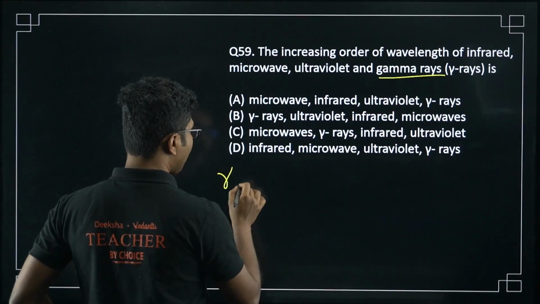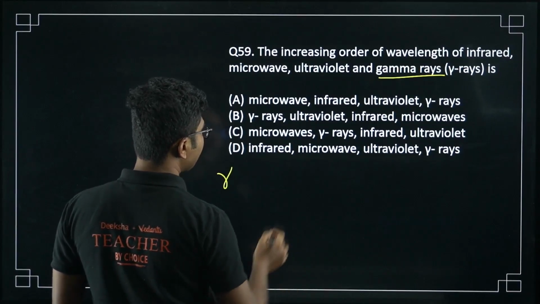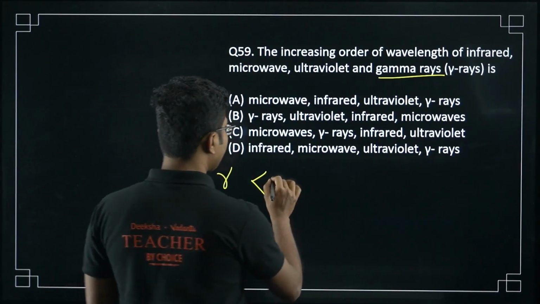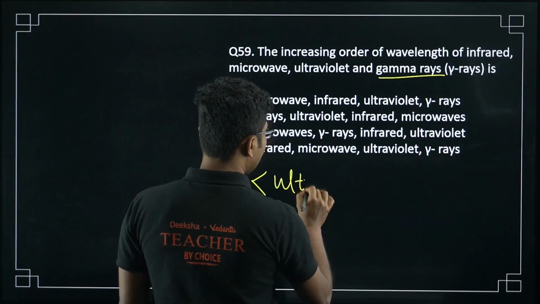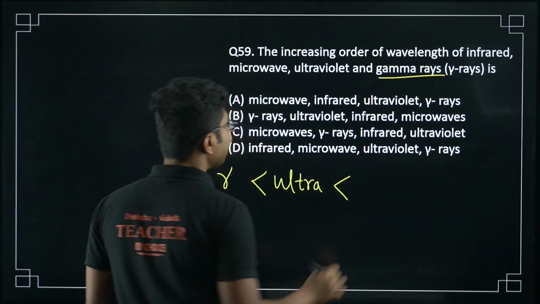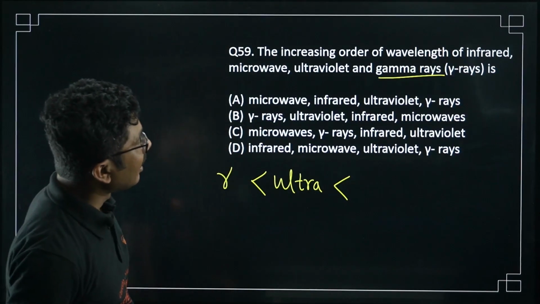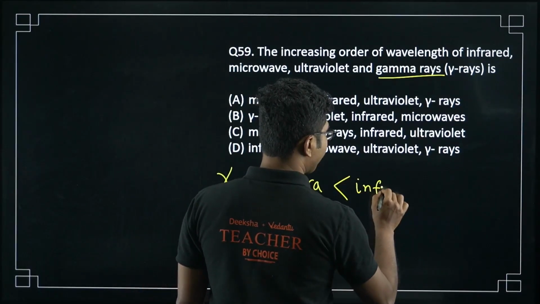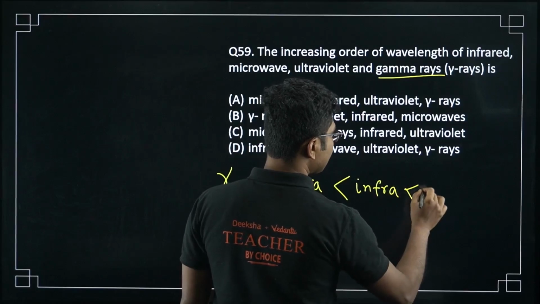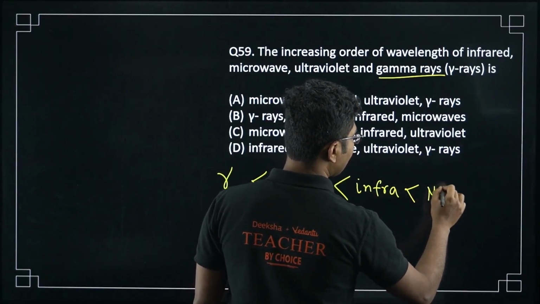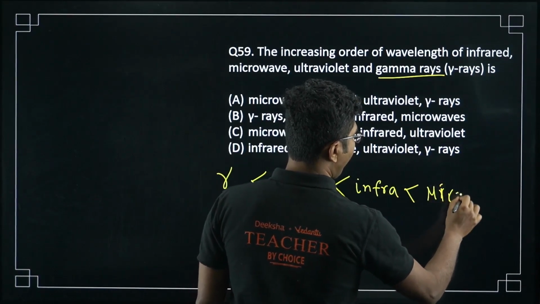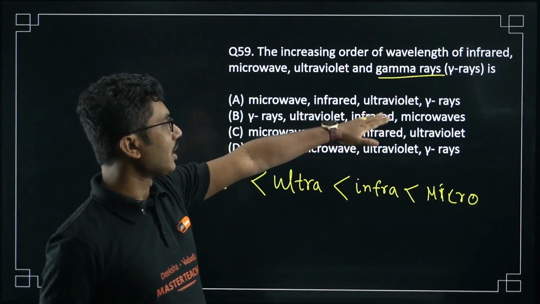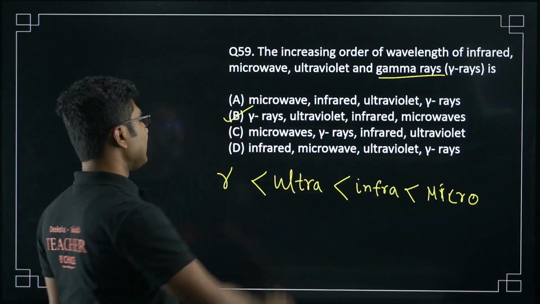This is symbol for gamma. So gamma has smallest wavelength. Then next is ultraviolet. Ultraviolet has the second smallest wavelength. Next is infrared. Infrared is after visible, right? Last is micro, and then it is radio. Okay, so gamma, ultra, infra, micro. So option B is correct.